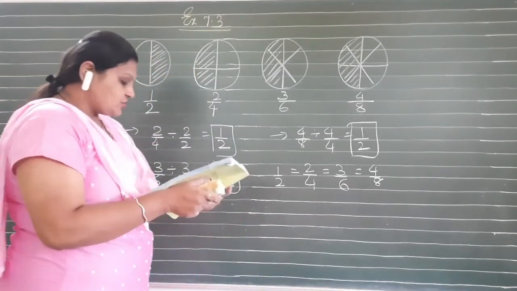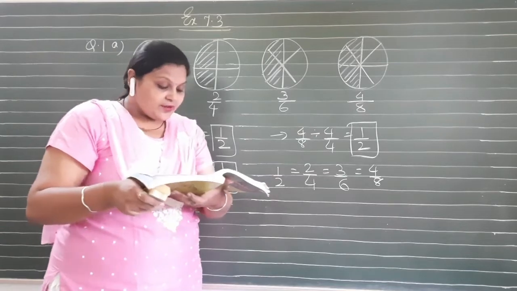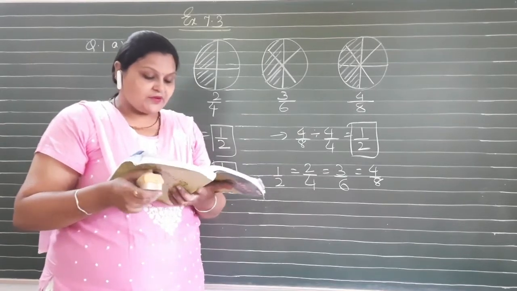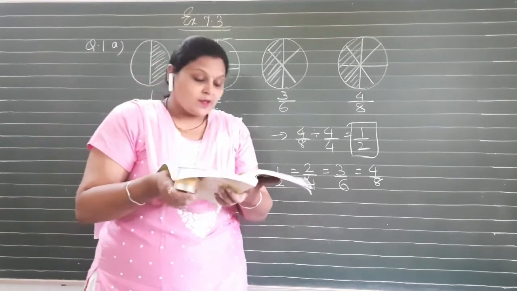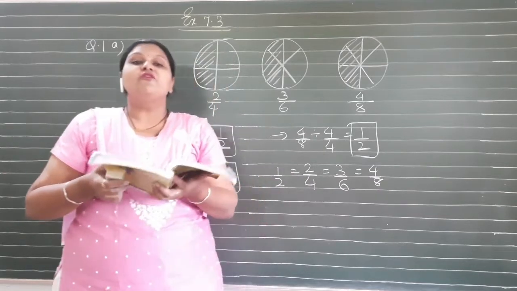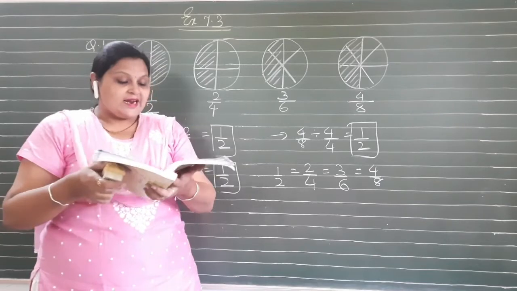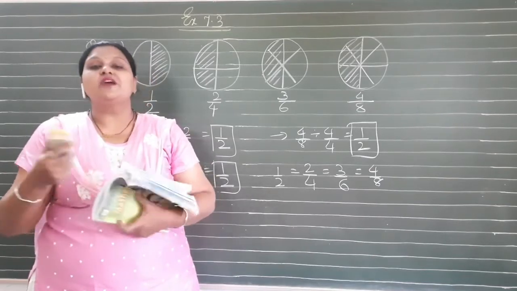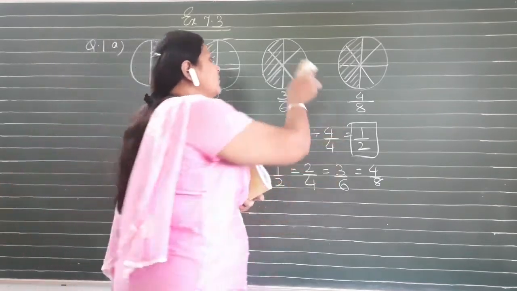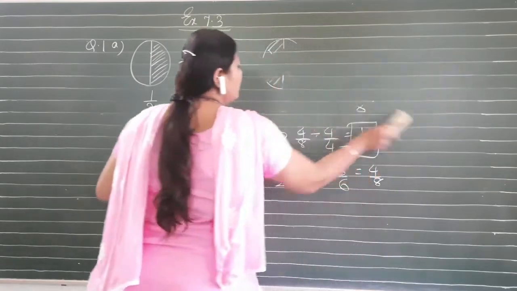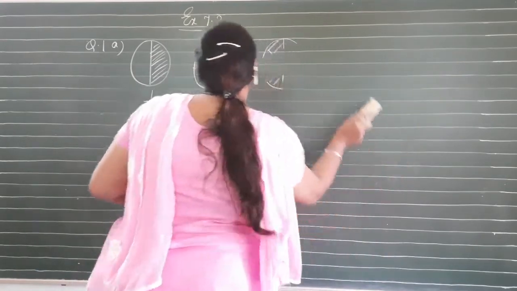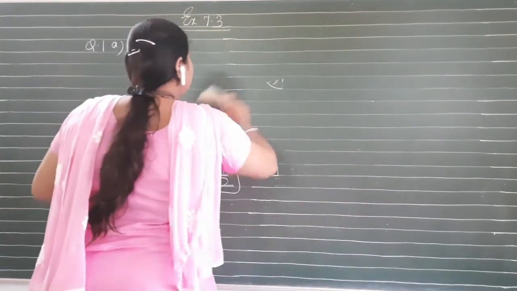Now let us see question number 2. Write the fractions and pair up the equivalent fractions from each row. Here you are given figures in 2 rows. So let us first write the fraction for one particular row. We'll write the fractions for both rows turn by turn.